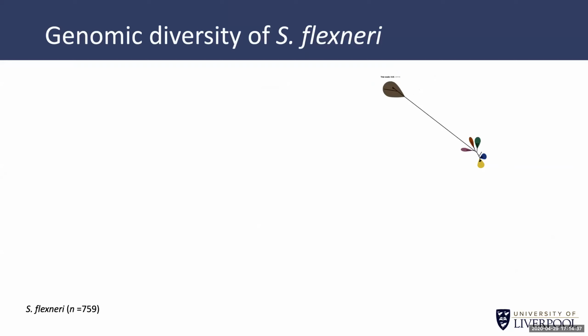And then we assessed the genomic diversity of flexneri isolates. So in contrast to Sonnei, we saw that Flexneri was more genetically diverse. So shown here is the unrooted Flexneri tree. And we saw that these isolates belong to 6 distinct phylogenetic groups.